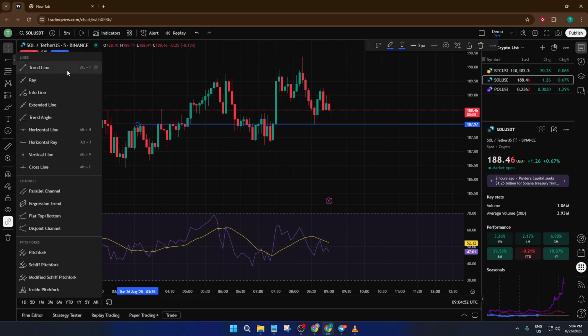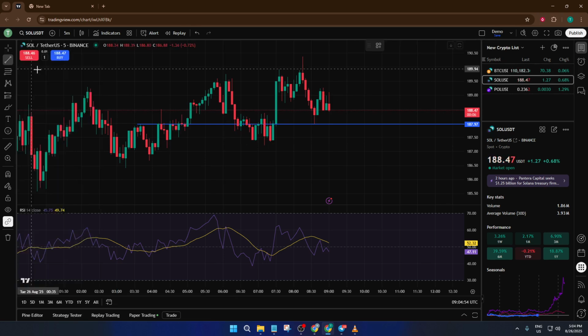Now, the next tool you'll want to grab is the trend line. On TradingView, that's usually the tool right above or below the horizontal line on the same toolbar, and it looks like a diagonal line at an angle. Go ahead and select the trend line.